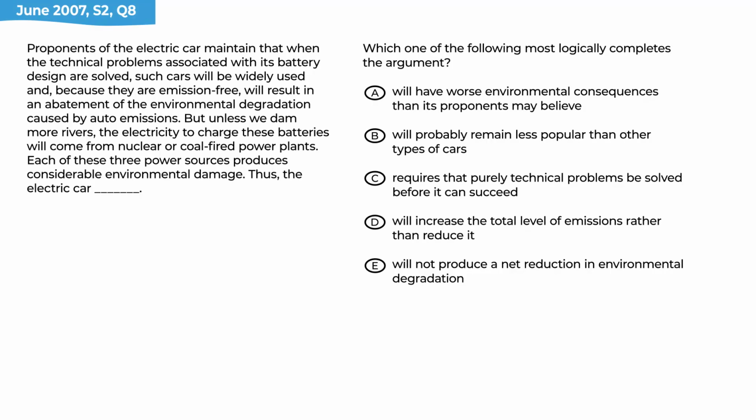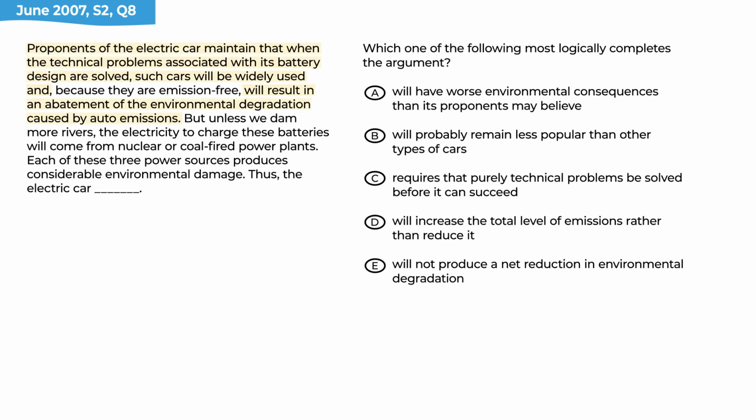So here's an example question. Try this one on your own, hit pause, and when you're ready to look at this one together, hit play again. All right, welcome back. So we're looking for the claim that most logically completes the argument. And since the last statement involves thus, we know that we're looking for something that is inferable, or at least most strongly inferable from the given statements.